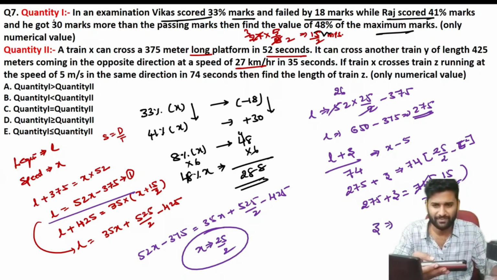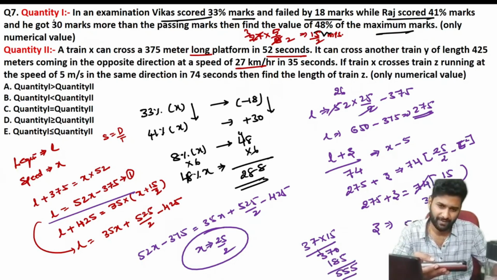37 is multiplied by 15. 37 times 10 is 370. 370 off of 370 means it is exactly equal to C 1. So 555. So 155 minus 270.